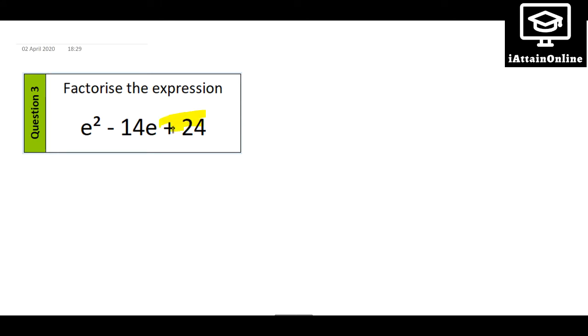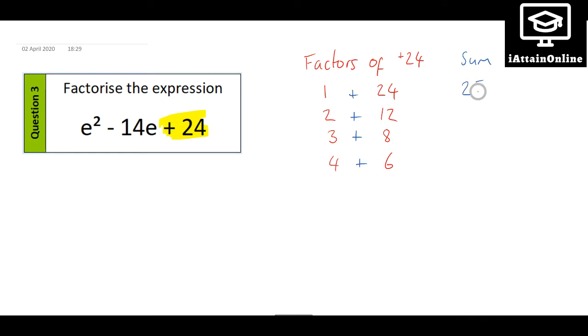So again, I'm going to start with this number on its own, and I just want to find the factors of positive 24. So I could have 1 and 24, 2 and 12, 3 and 8, or 4 and 6. Those are all my pairs of factors. However, if I work out the sum of each of these numbers, 1 and 24 gives me 25, 2 and 12 gives me 14, 3 and 8 gives me 11, and 4 and 6 gives me 10.